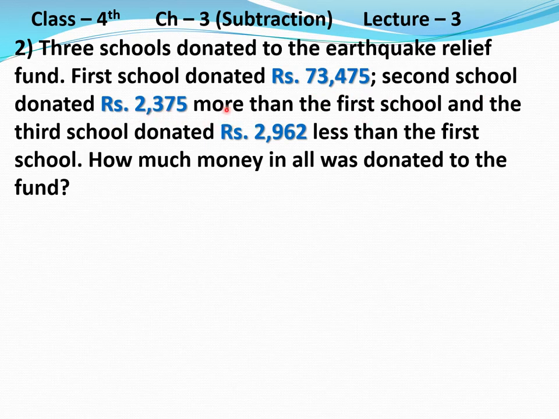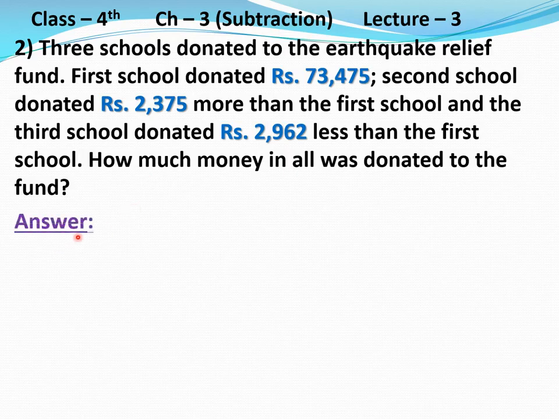Second school donated rupees 2,375 more than the first school. It means we will do addition here. Why? Because more than is written. And the third school donated rupees 2,962 less than the first school. It means we will do subtraction here. Why? Because less than is written here. And at last we will do addition. Clear? But first of all we will write the statements.